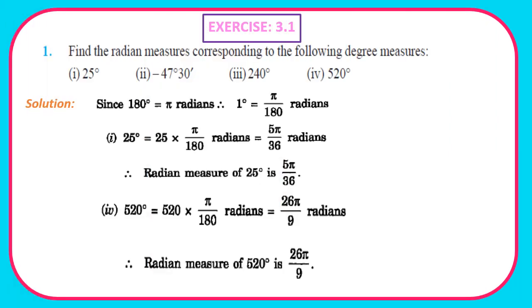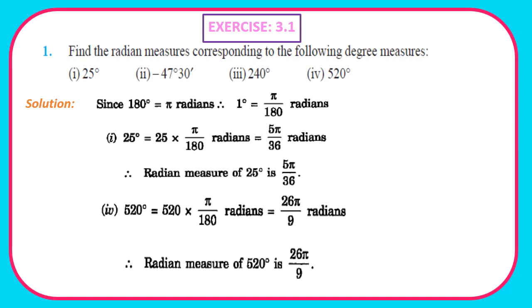So I hope we are clear with the definition and relations. So let's start with exercise 3.1. And question 1 is, find the radian measure corresponding to the following degree measures. We have degree measure and we have to convert them into radian measure. And we know the relation that 180 degree is equal to pi radian. So 1 degree will be equal to pi upon 180 radian.